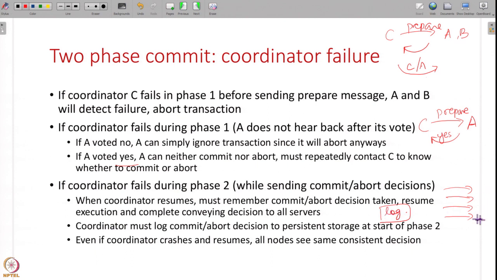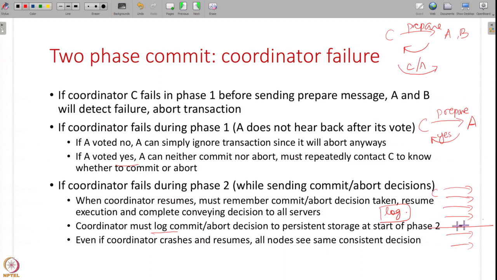If there are 10 people in the transaction, and you have told 4 people about the commit or abort decision, you cannot just stop there. Everybody should hear about the decision. If it is especially a decision to commit, everybody should know about it. Therefore, if the coordinator has communicated with 4 people and crashed here, it must restart and complete the rest of the communication. Therefore, in order to preserve its state across restarts, the coordinator must log its commit or abort decision to some persistent reliable storage before doing this entire process.